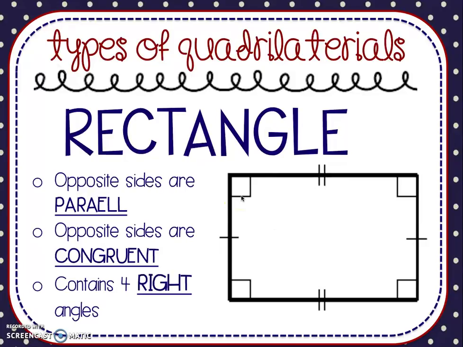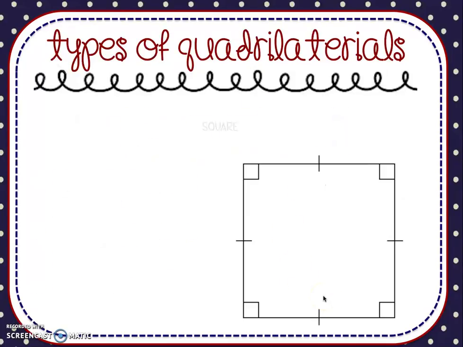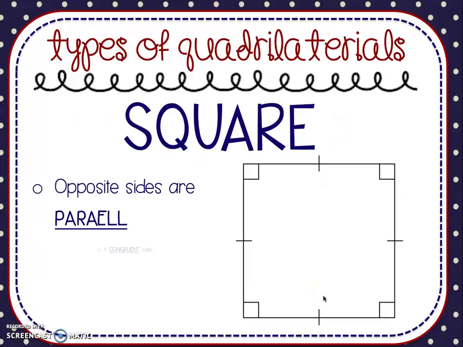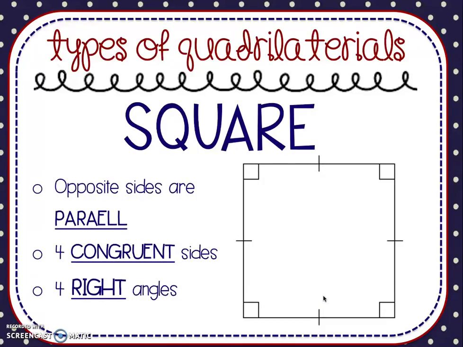Okay, now the one that a lot of people get mixed up the most is a rectangle and a square. A rectangle just has opposite sides that are congruent. When we talk about a square, we're talking about all sides being congruent. So the conditions for our square are that our opposite sides are parallel, there are four congruent sides, so every single side length on a square is exactly the same, and it has four right angles.